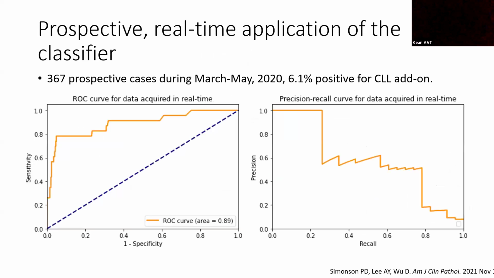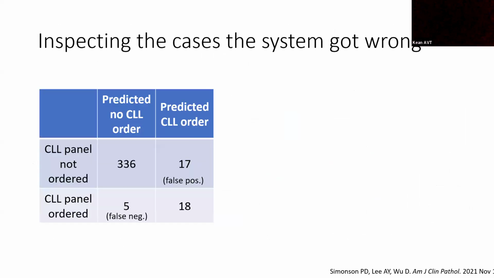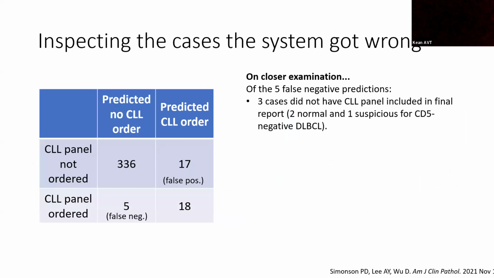Okay, so prospectively, this is what it came up with. The receiver operator characteristic curve was actually quite good. The area was 0.89. Precision recall didn't look as good, but still decent. Okay, so the cases it looked at, it got 17 that were called false positives and 5 false negatives. So of the 5 false negatives, 3 cases did not have the CLL panel included in the final report.